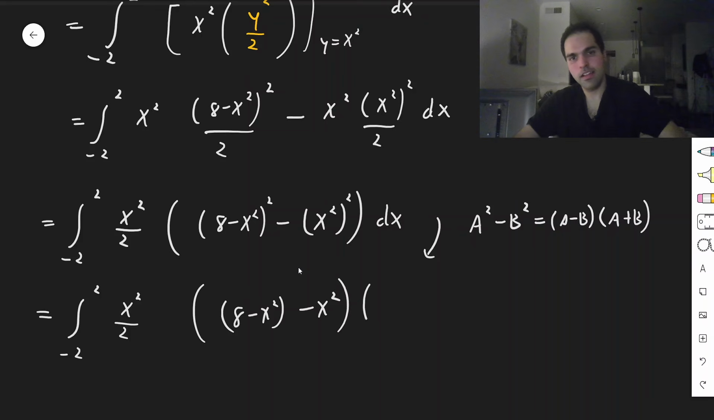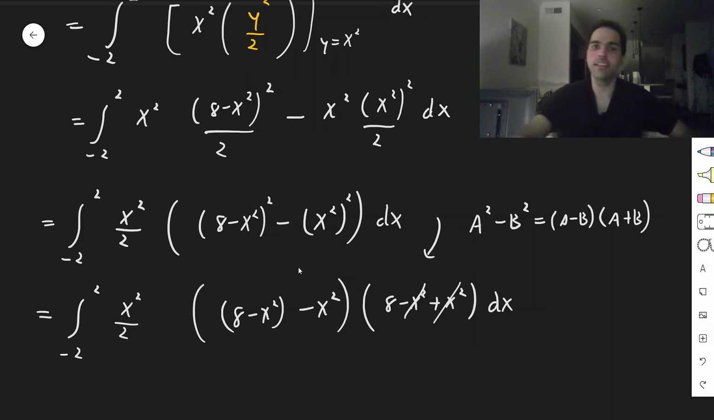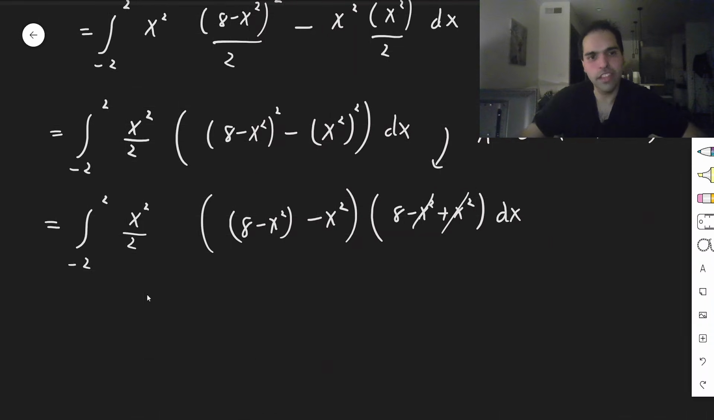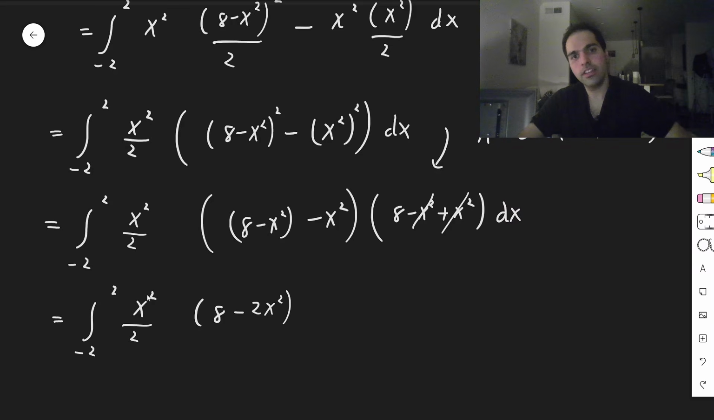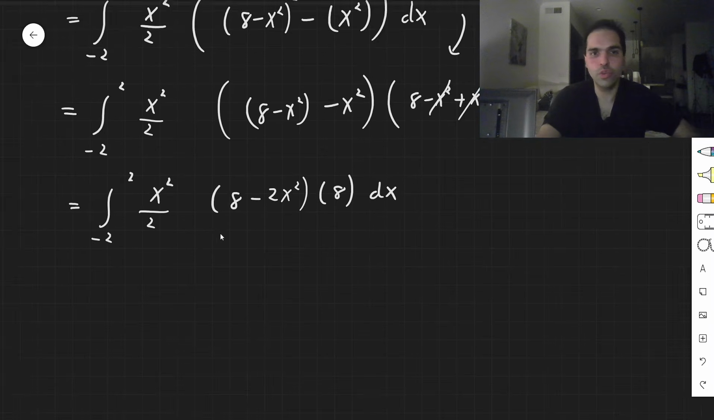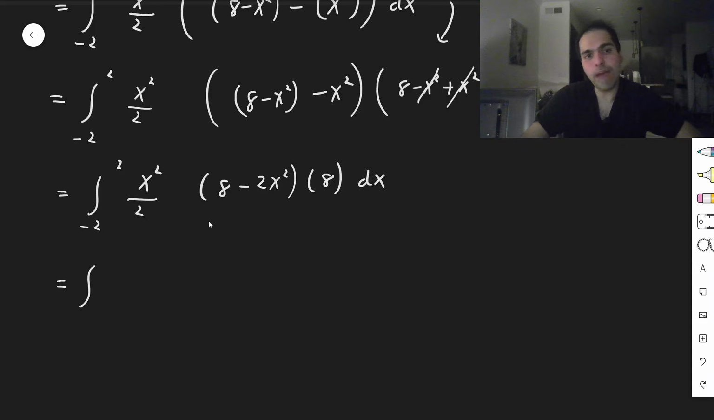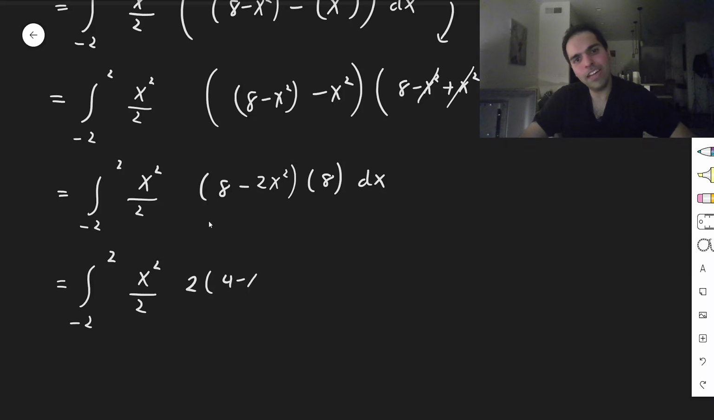dx. And the nice thing is that the reason I did this simplifies. So the minus x squared cancels out with the x squared, and you get the integral from minus 2 to 2 of x squared over 2, and then 8 minus 2x squared times 8 dx. Not only that, you can factor out 2. This is really math laziness. Try to find so many tricks to not evaluate this integral. So x squared over 2, 2 times 4 minus x squared, and then 8 dx.